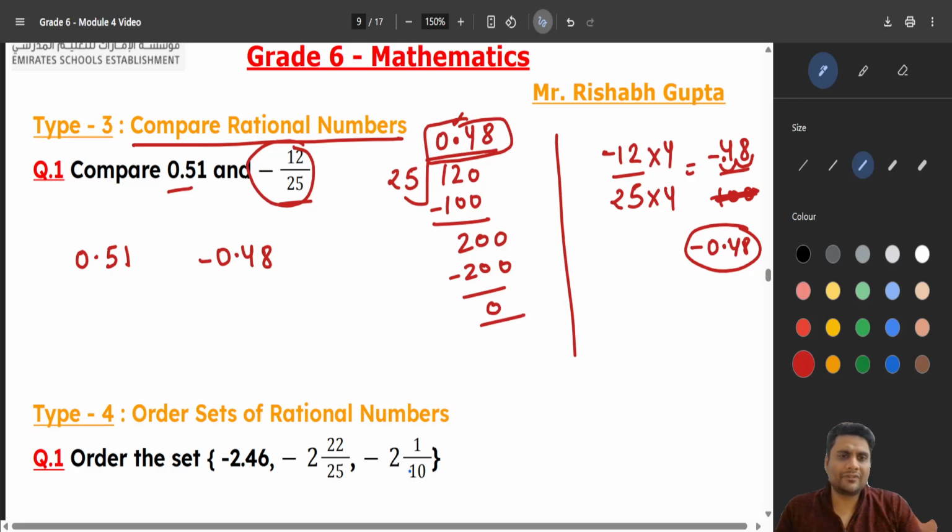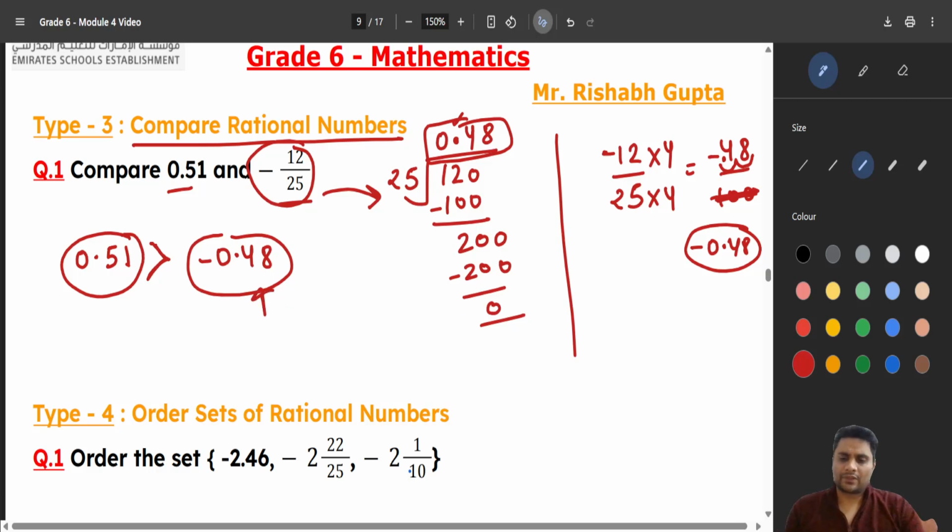Which one is bigger? Definitely the positive number is always greater than the negative number. Here, even if you do not do the division, you can tell the answer easily. Why? Because we know that the positive number is always greater than the negative number. So the answer is 0.51 is greater than minus 12 over 25 or minus 0.48. But I did division here because I wanted to show you how to divide it and change it into decimal.